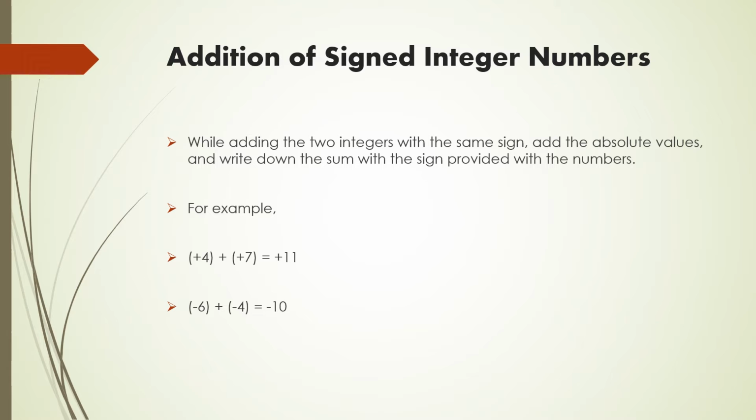In the second example, we can see it is written -6 + -4, which is equal to -10. First we will add the absolute values 6 and 4, which gives us 10, and then we will write the sign which is provided to us, which is the negative symbol, so we will write the negative symbol.